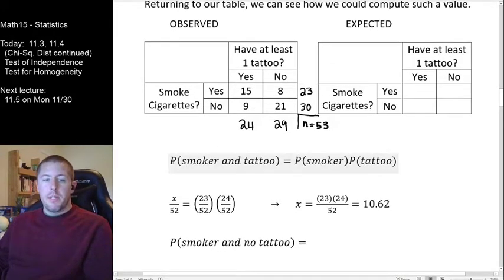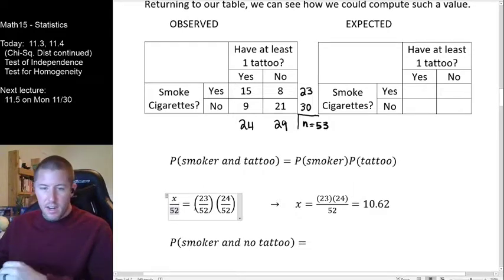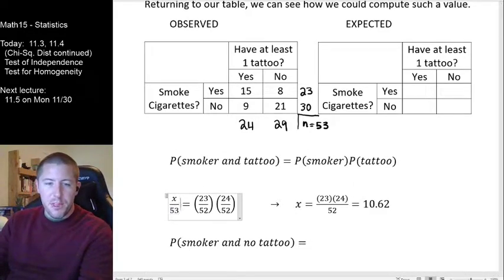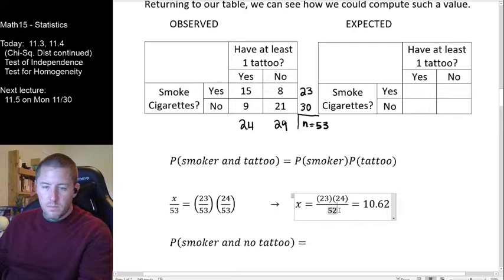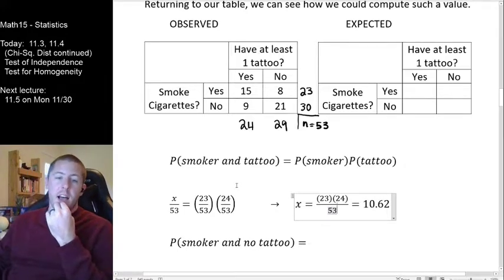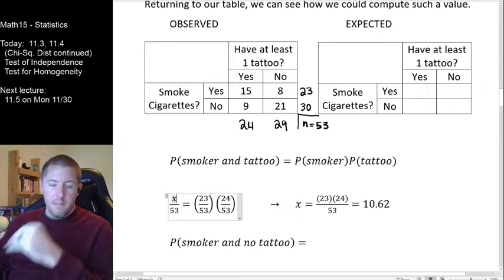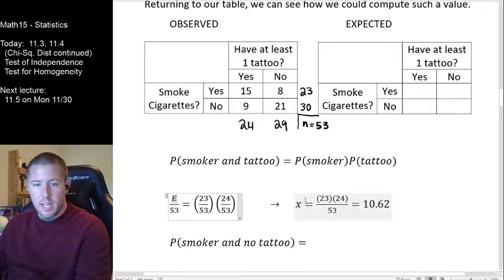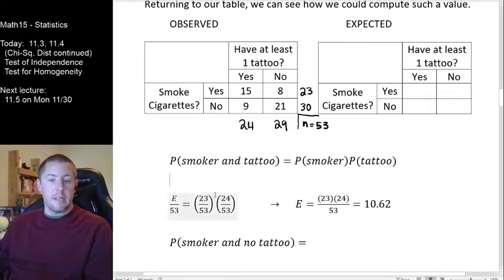So here's what I'm going to do. I'm going to compute the probability of being a smoker and having a tattoo. What I'm thinking is it should be some number out of 53 that I expect. I'll have to change my computed value over here now. And so what I'm seeing is this. This is my expected value right here, and I'm just going to change that to E. There's an expected count out of 53 that I should be expecting to see.